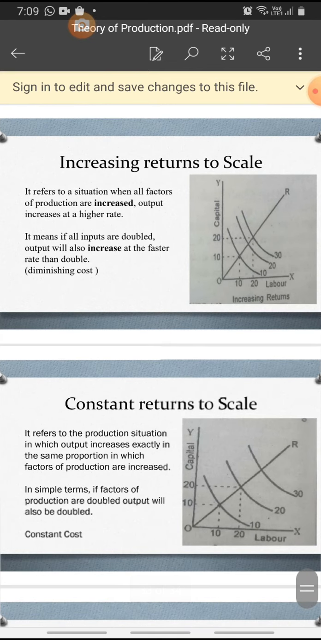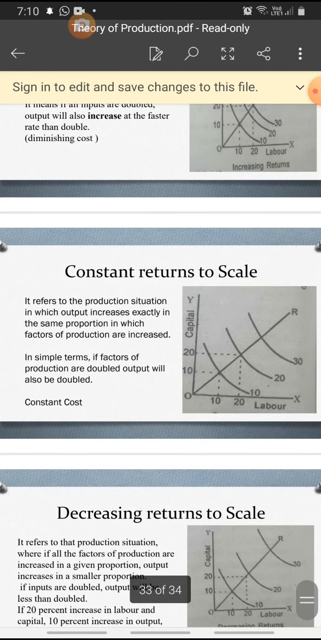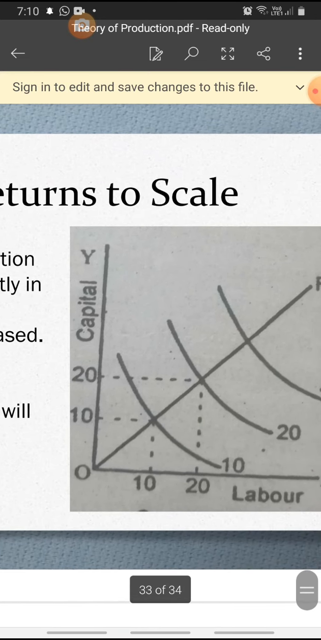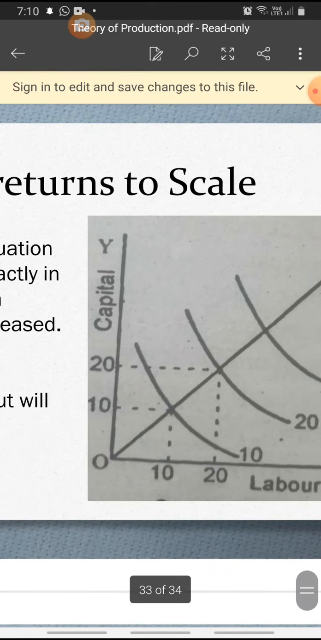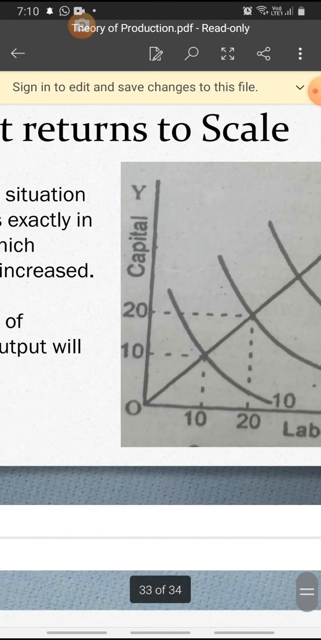Next, we have to study constant returns to scale. It refers to a situation where output is increased exactly in the same proportion in which factors of production are increased. So, if factors of production are doubled, output will also be doubled. Here, the cost is constant. Let's see this in the diagram where the distance between these three isoquants is the same. That indicates we used the same level of inputs.